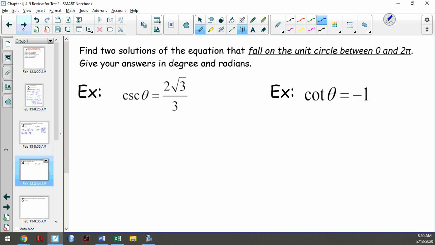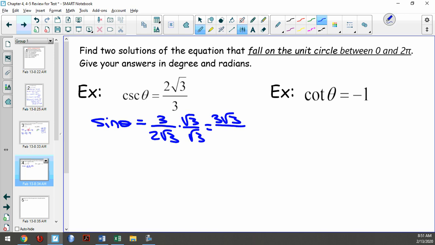I'm telling you that the cosecant of theta is 2 square roots of 3 over 3. Did I memorize cosecant of theta? What I memorized is its reciprocal, which is the sine of theta. So the sine of theta is 3 over 2 square roots of 3. But that's not in the form that I know, so I'm going to rationalize this. That's 3 square roots of 3 over 6, which reduces down to the square root of 3 over 2. So what angle, and I need 2 of them, has a sine value of the square root of 3 over 2?